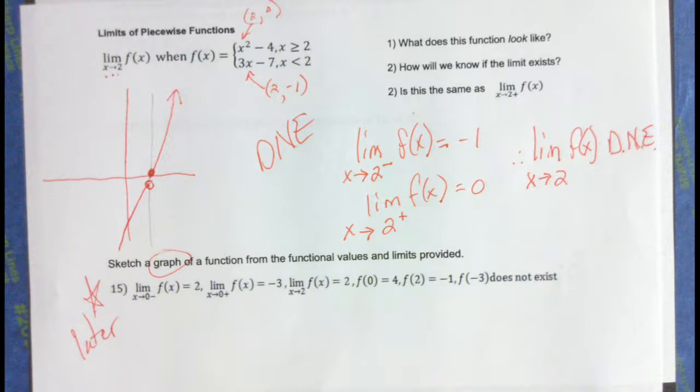Now, if we were doing the limit as x approaches -1, which way are we going here? The limit as x approaches -1 from the left is 1. The limit as x approaches -1 from the right is -3. Since they are not equal, the limit as x approaches -1 does not exist.